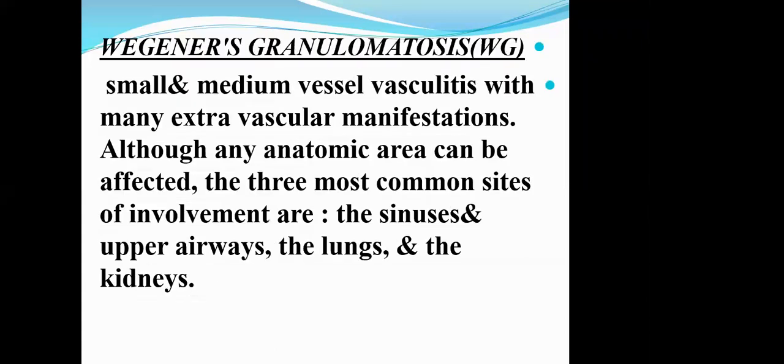Okay. We have Wegener's granulomatosis, also a small and medium vessel vasculitis like Churg-Strauss syndrome. The three characteristic features here are involvement of lungs, involvement of sinuses, and involvement of kidneys. Here it resembles Churg-Strauss syndrome. Okay, sinuses, upper airways, lungs and kidneys.